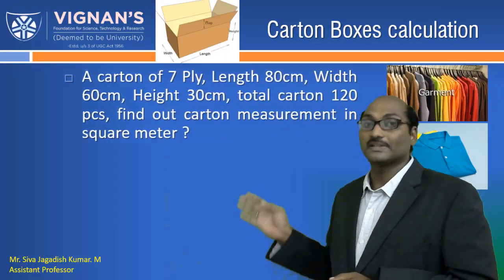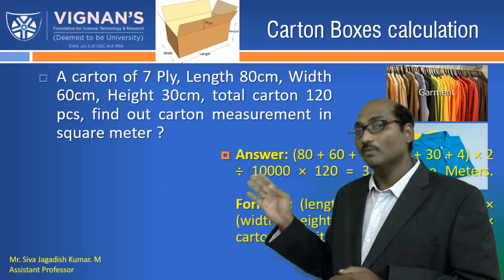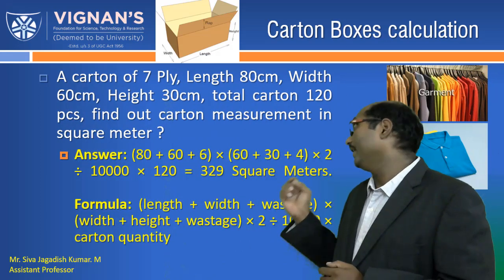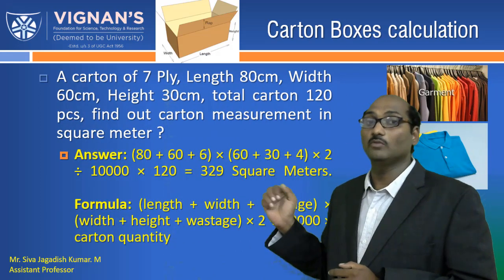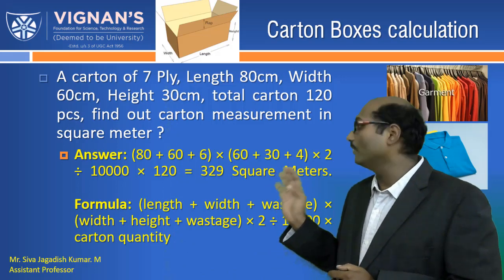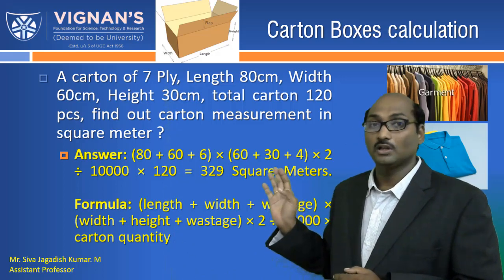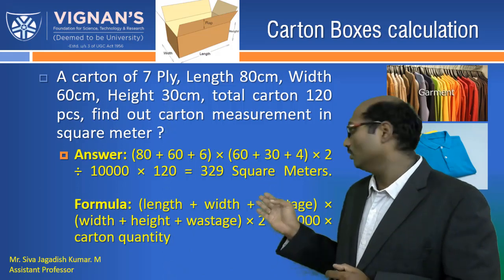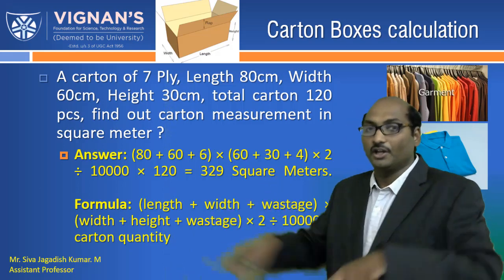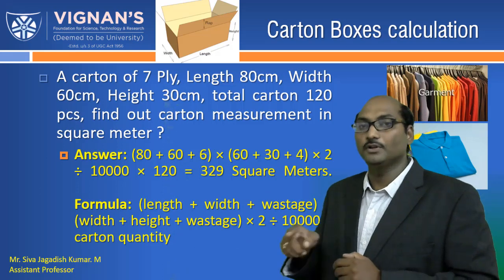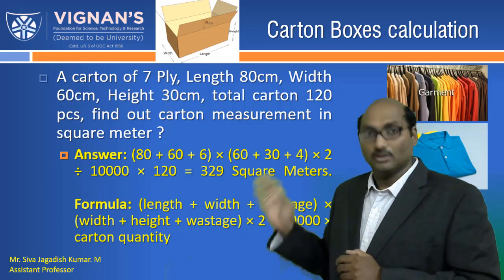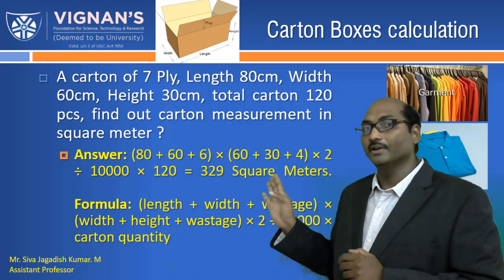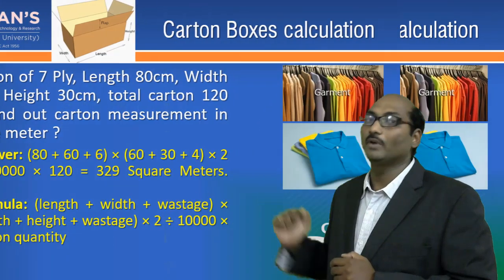Similarly, a carton box of 7 ply, length 80 centimeter, width 60 centimeter, and height 30 centimeters. Total 120 pieces. How much square meter is it? So it comes to 329 in order to keep them. Length into width plus wastage. Understood? So that is the total square meters of paper which is required for it.